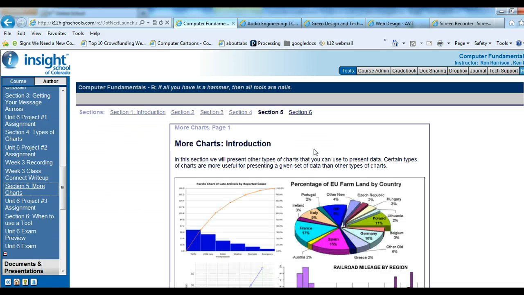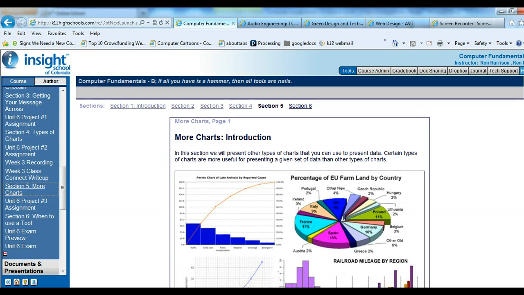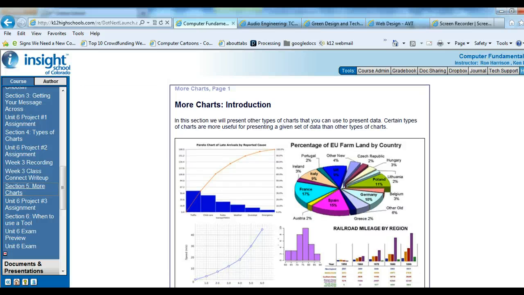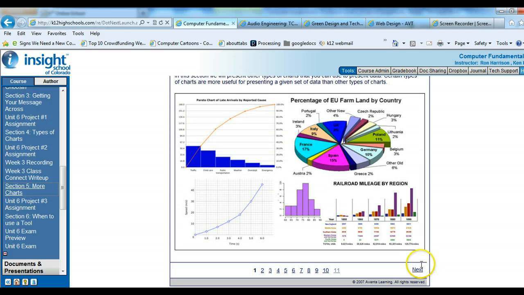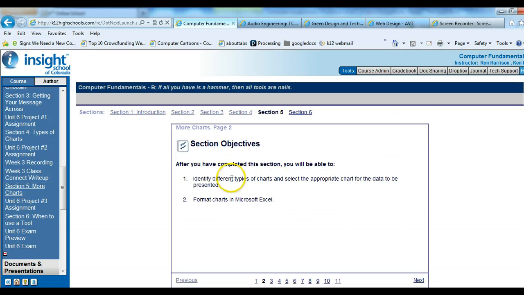So now we're moving into charts. You remember last week in sections 1 through 4 talked about different types of charts. Now we're going to do a little bit more on charts. So we're going to look at different types so you can present different types of data or present data differently. So you're going to identify types of charts and select the appropriate chart for the data presented and format charts in Excel.